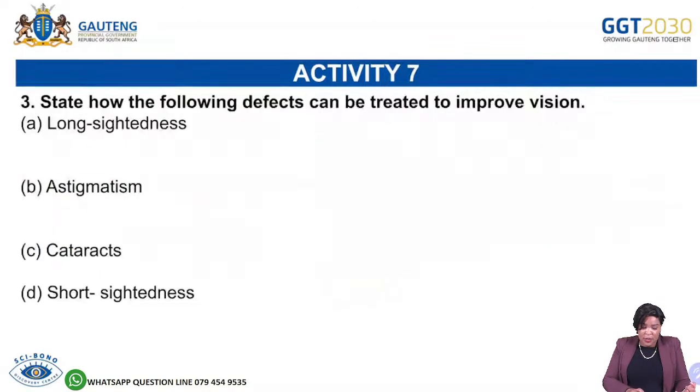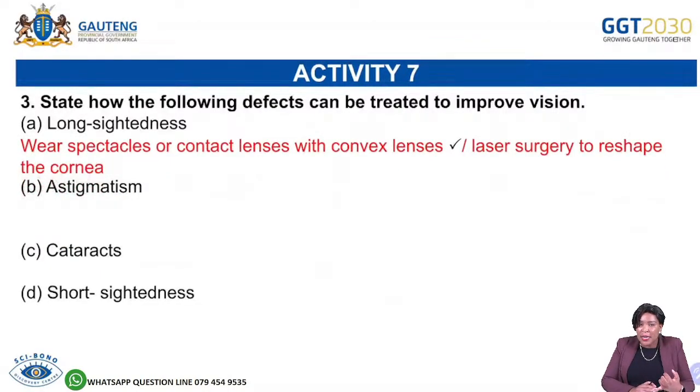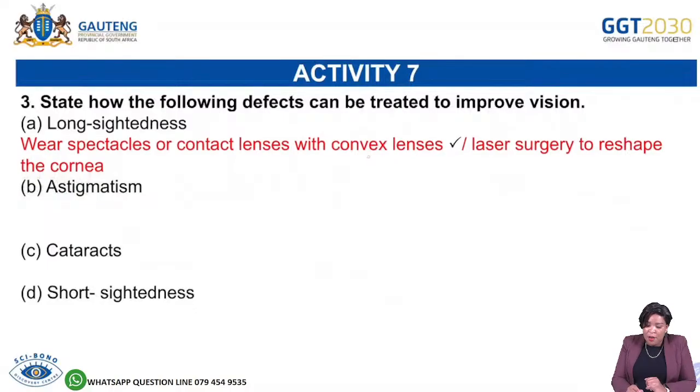For long-sightedness, what do you need? You need to wear spectacles or contact lenses with convex lenses. We've just spoken about that on the previous activity. You need the ones that are thick, convex, because the light is falling behind the retina. Or you can do laser surgery to reshape the cornea. Please don't be lazy and just go to surgery when you are answering the questions, although you can score some marks if you don't know the answer. But think of the lens that is used to correct that particular defect. Think of the correction first.